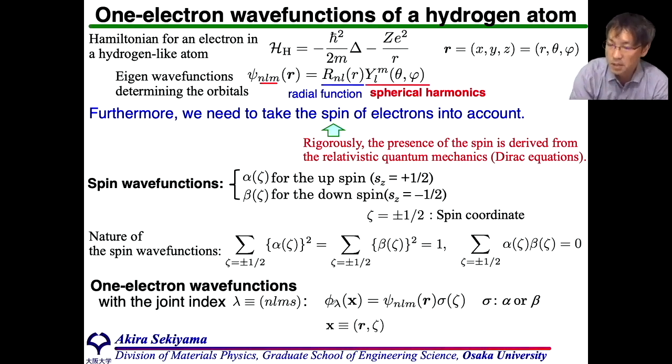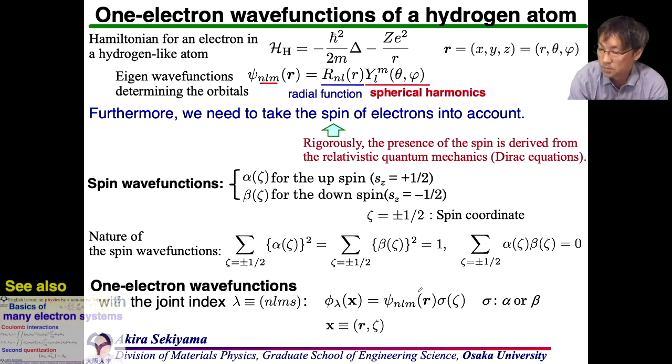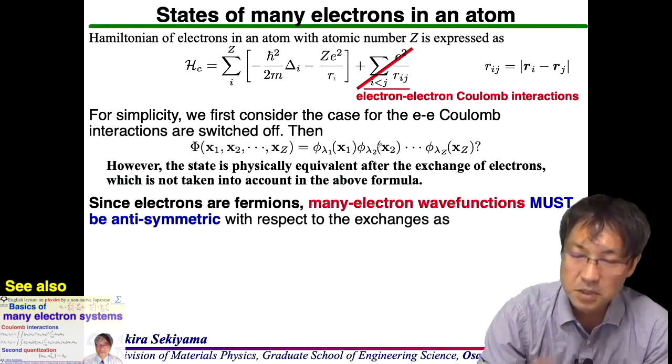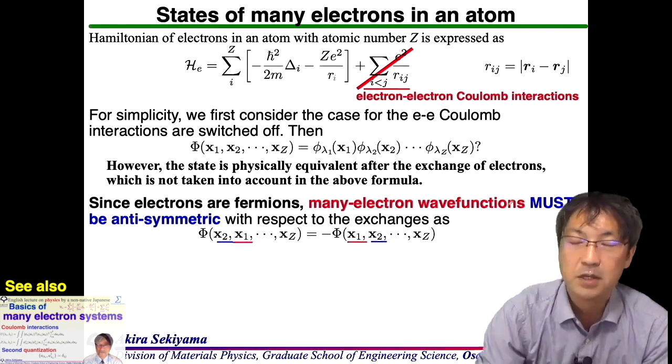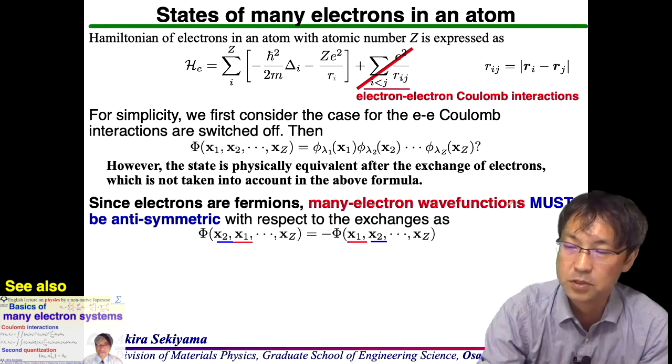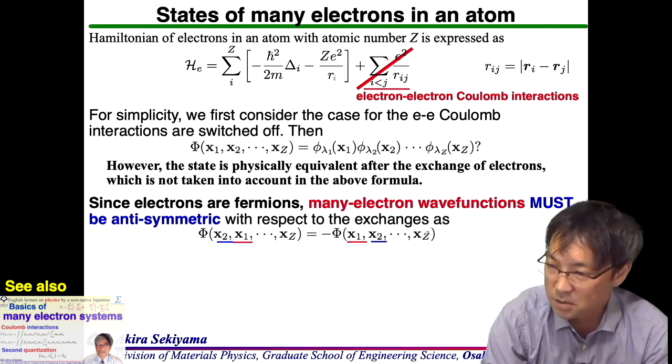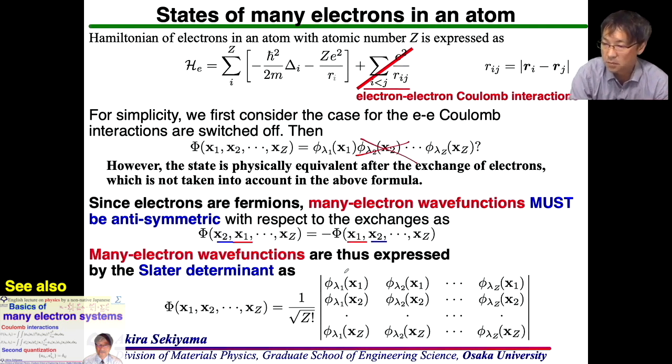We can represent the one-electron wave function as a product of the eigenfunction psi and spin wave function sigma. Sigma is alpha or beta. Since the electrons are fermions, the many-electron wave function must be antisymmetric with respect to the exchange, like this one. We use the Slater determinant expressed as this determinant. This determinant satisfies this antisymmetric nature of the fermion many-body wave function.